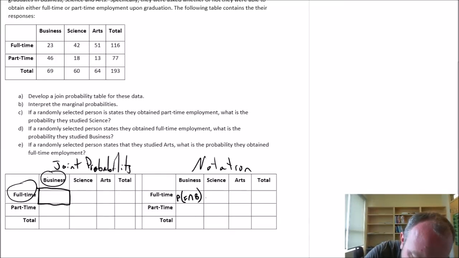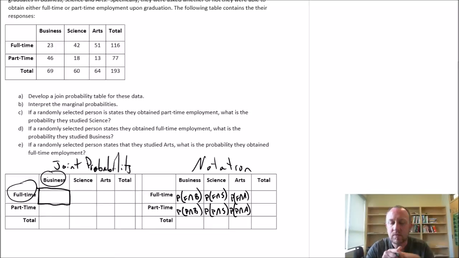Everything within that table, excluding the totals, are all the intersections. So this one is going to be the intersection of full-time science. This one is the intersection of full-time arts. This one is the intersection of part-time business. Here's the intersection of part-time and science. And finally, here's the intersection of part-time arts. So those are all the intersections of these two events.